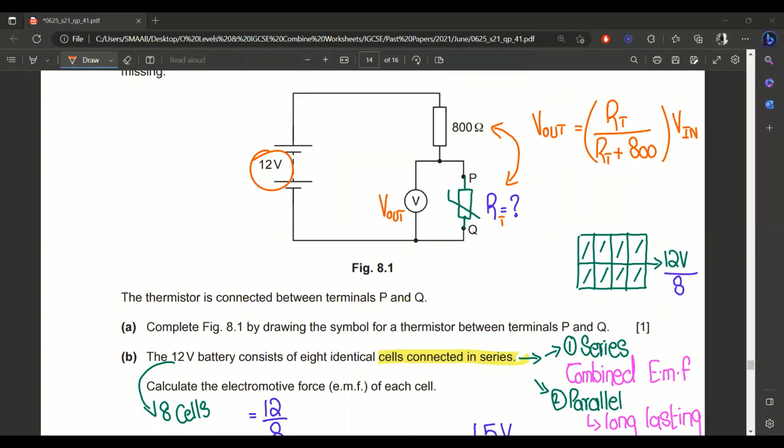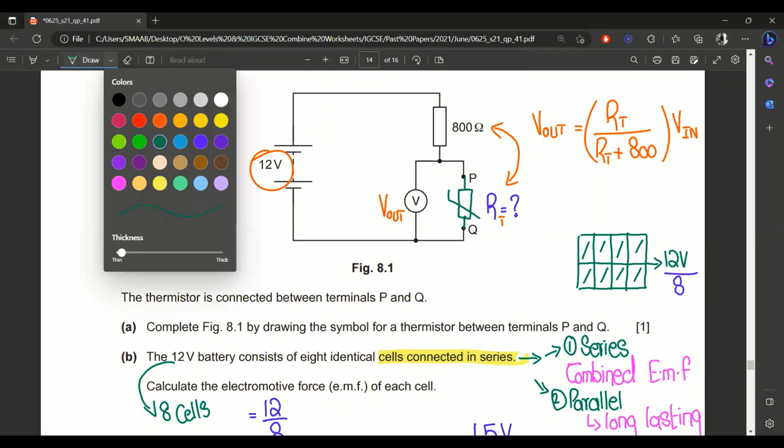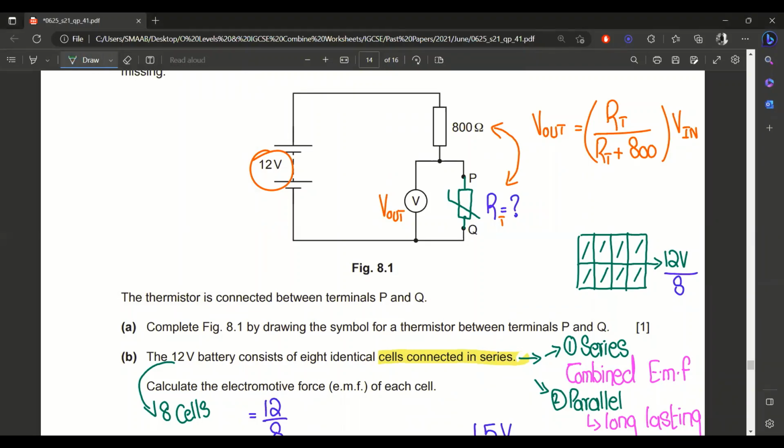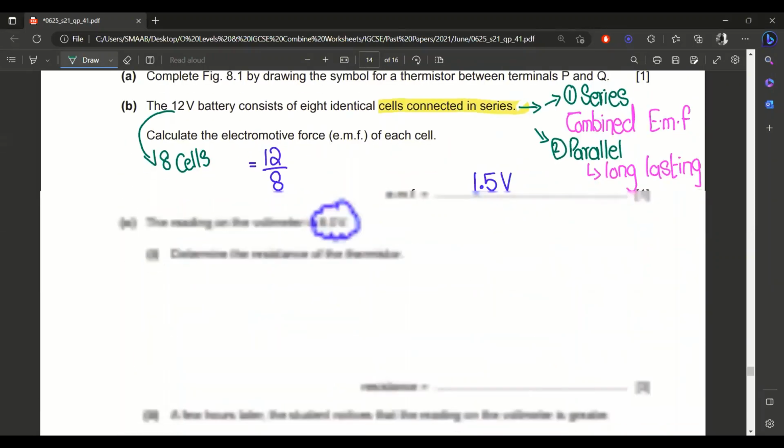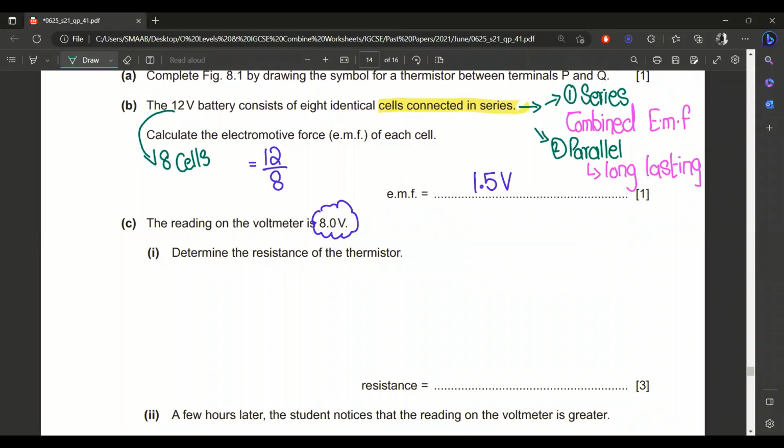Any confusion in this formula? Understood. This is a very common formula for the potential divider. Just keep the unknown resistor on the top and the total in the denominator, and multiply by the input voltage. So let's rewrite this formula here. The output voltage will be equal to the resistance of the thermistor divided by the resistance of the thermistor plus 800 ohms, multiplied by the input voltage.